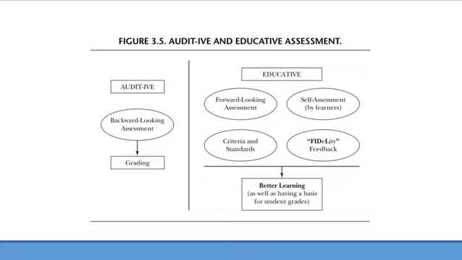So, looking at figure 3.5, educative assessment here has 4 primary components: forward-looking assessment, criteria and standards, self-assessment, and fidelity. The fidelity feedback is an addition by the textbook author. The acronym means that if we want our feedback to be educative rather than just tell students what grade they got, the feedback needs to be frequent, the F, immediate, the I, discriminating, the D, based on clear criteria and standards, and delivered lovingly, the L.